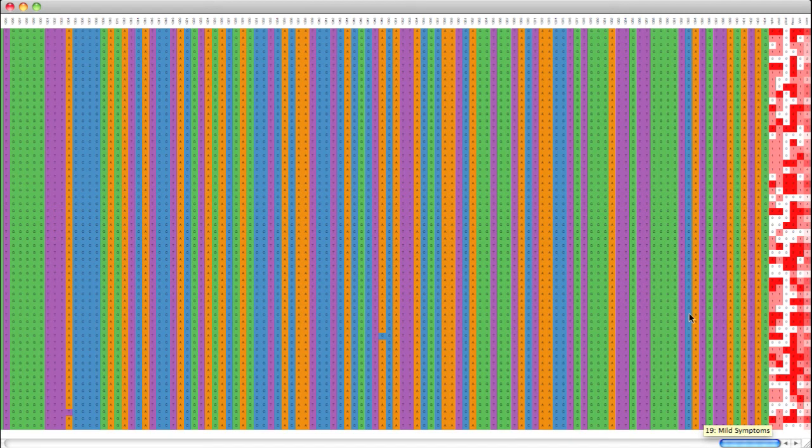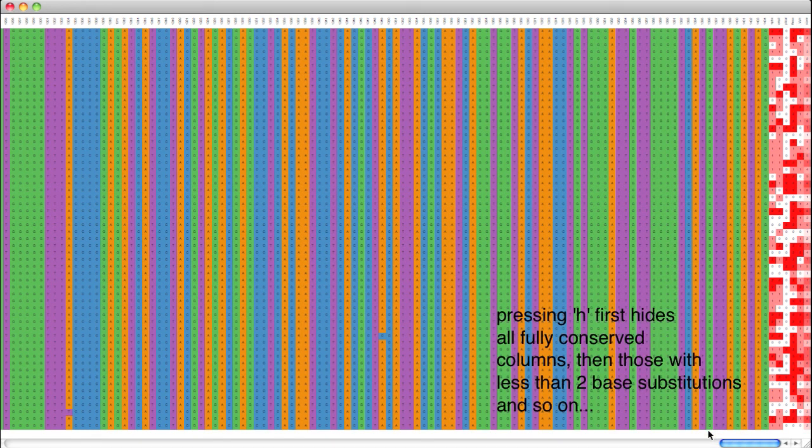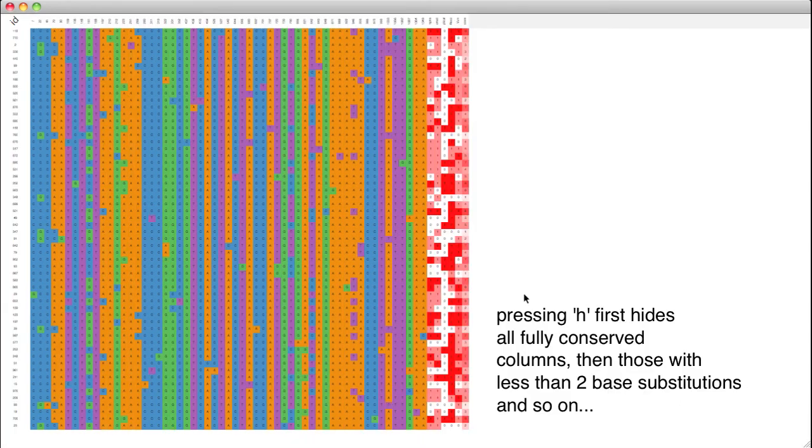We first noted that many positions in the alignment are perfectly conserved, that is, all strains have an identical nucleotide at that position. Since conserved positions cannot contribute to virulence of a mutant, the tool can automatically hide these columns. The same can be done for columns with only one mutation.